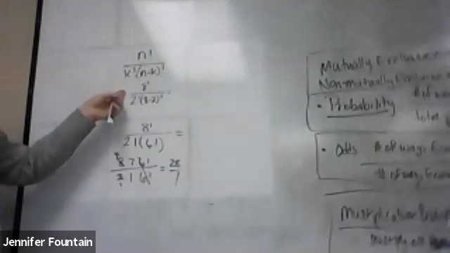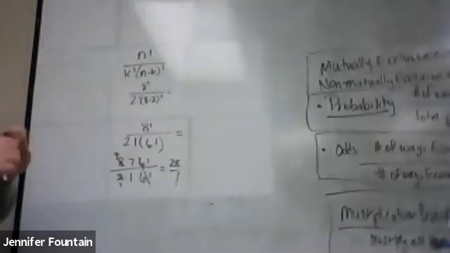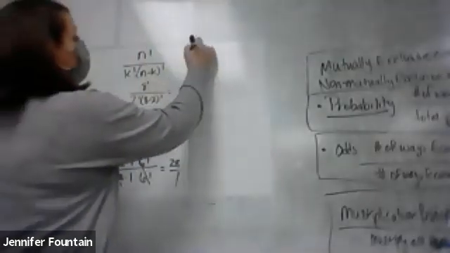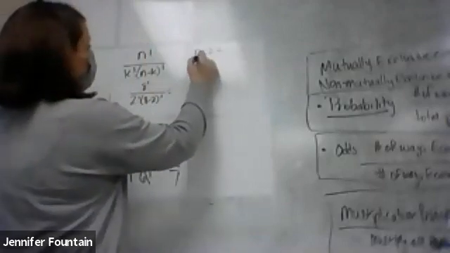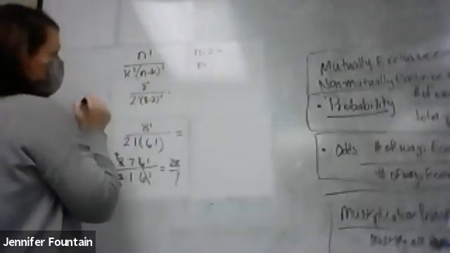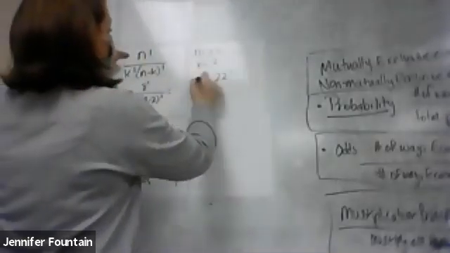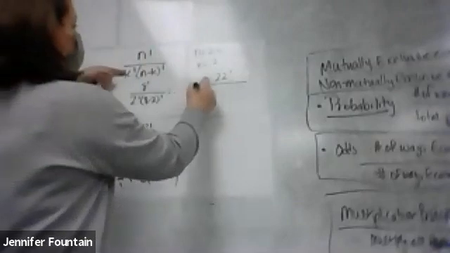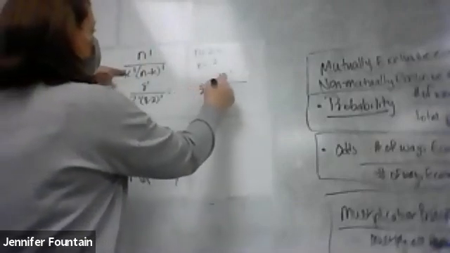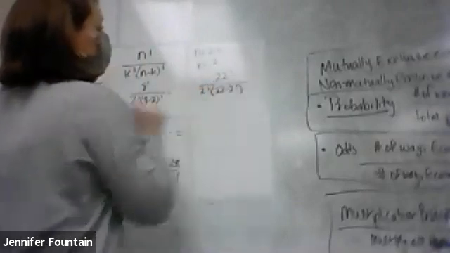Using combination again. What is my total number of students? 22. So n is equal to 22. What is k equal to? 2. Okay. So I have 22 factorial over 2 factorial times 22 minus 2 factorial.